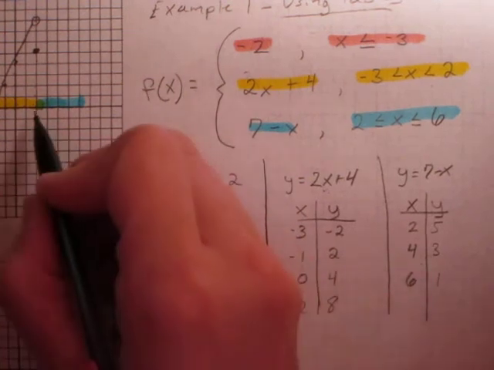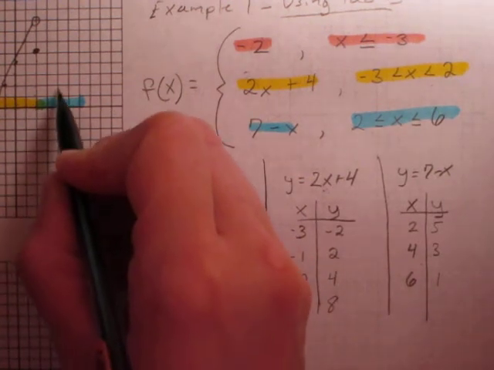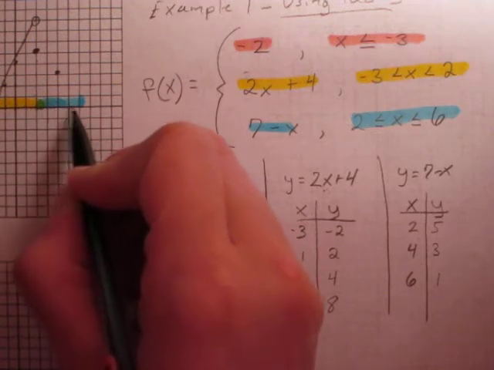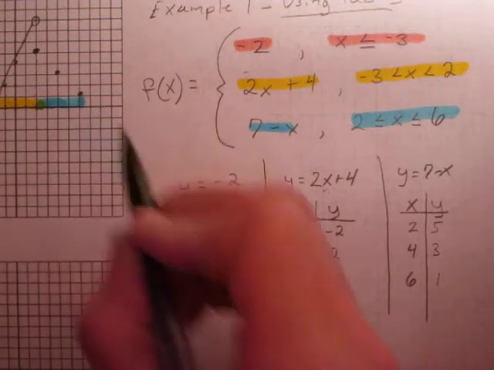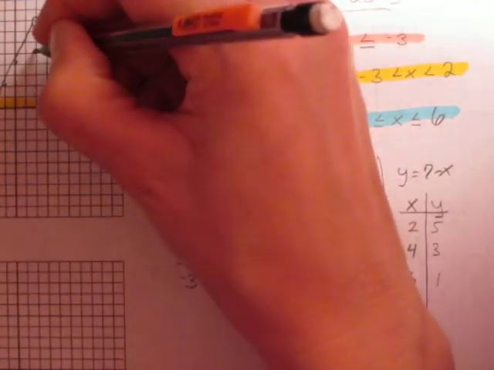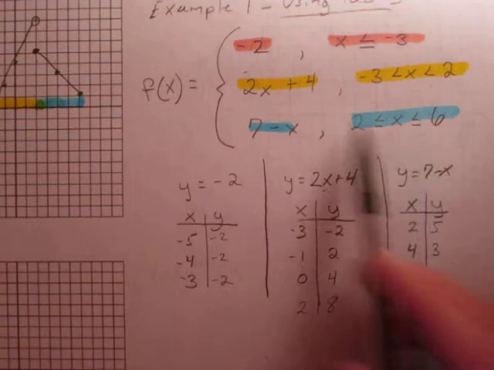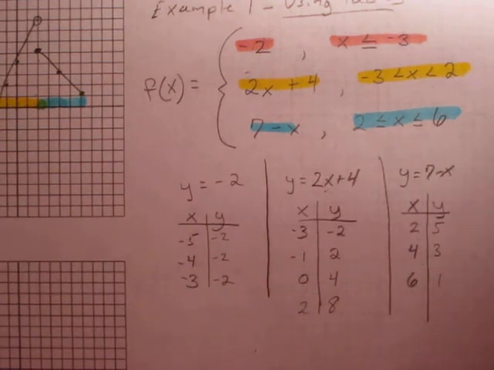Then I have 4, 3. 1, 2, 3, 4, 1, 2, 3. Then 6, 1. 1, 2, 3, 4, 5, 6, 1. And I stop at 6. So I just have a straight line, and it can equal 6, so that is correct that it's a closed circle.